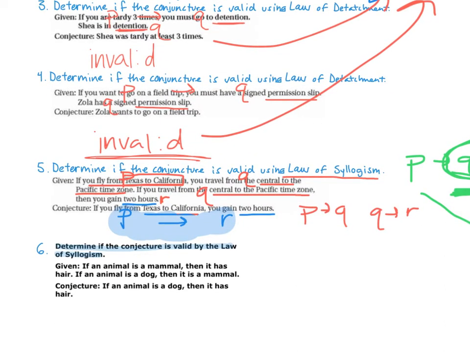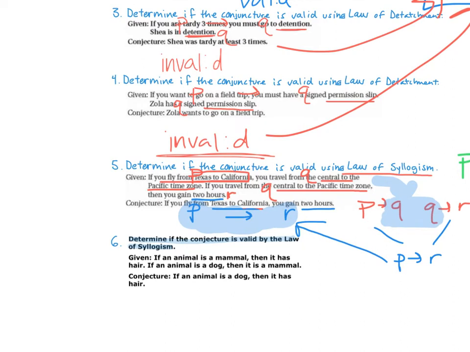So here in our given, we drew that here. So we have the two in the middle are the same. The conclusion of one is the same as the hypothesis of the other. So we can conclude that if P, then R. This is the same thing we have in our conjecture. So when these are the same, the conjecture is valid.